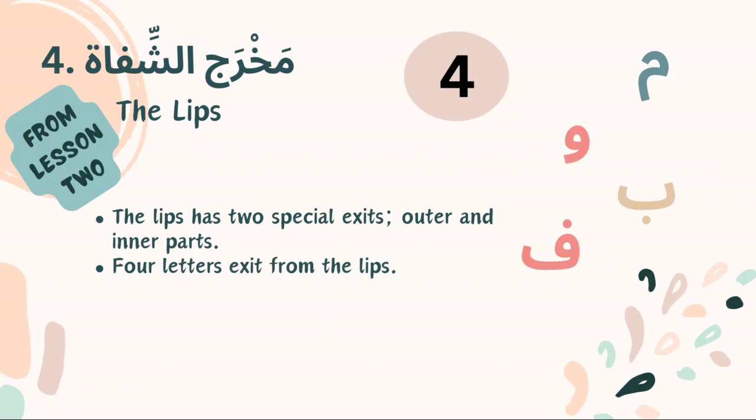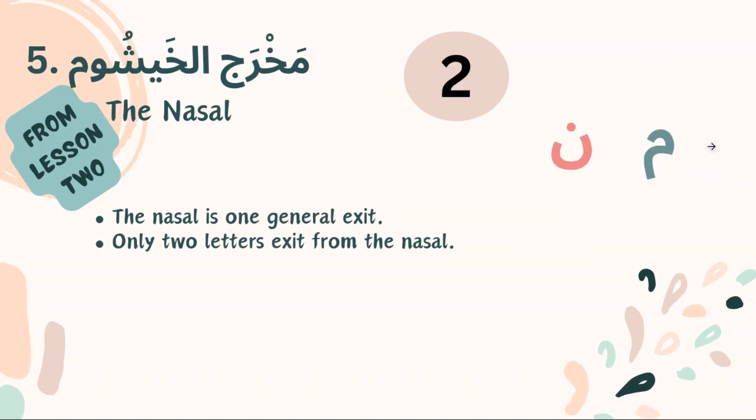From the lips, we can see that there are 4 letters exiting from the lips. We mentioned this already, and these are the mim, ba, waw, and fa. So 4 letters exit from the lips. We also are going to take makhraj al-khayshum, the nasal, as an exit, where there are 2 letters exiting from it, the mim and the noon.